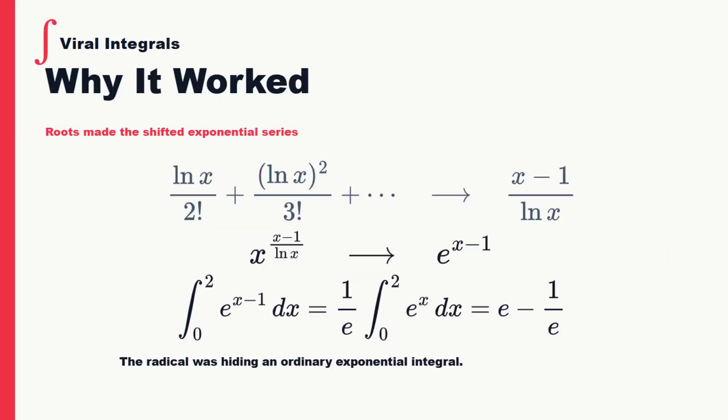Alright, just a quick recap. So, the roots created factorial denominators, the shifted exponential series collapsed the exponent, and the last integral became 1 over e times the integral of e to the x.